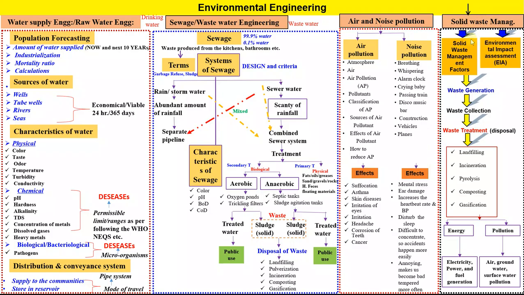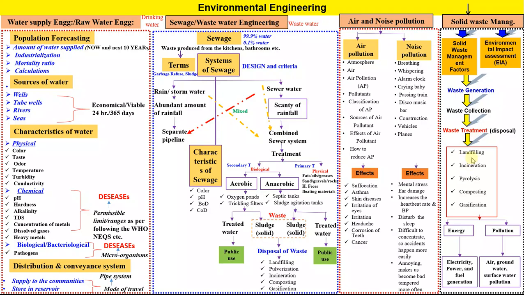Then the last part in pollution, the third part, is solid waste management. In solid waste management, we have waste generation, waste collection, waste treatment, and then EIA. Maybe we have it because sometimes the course contains EIA. If so, we will definitely read about the EIA.